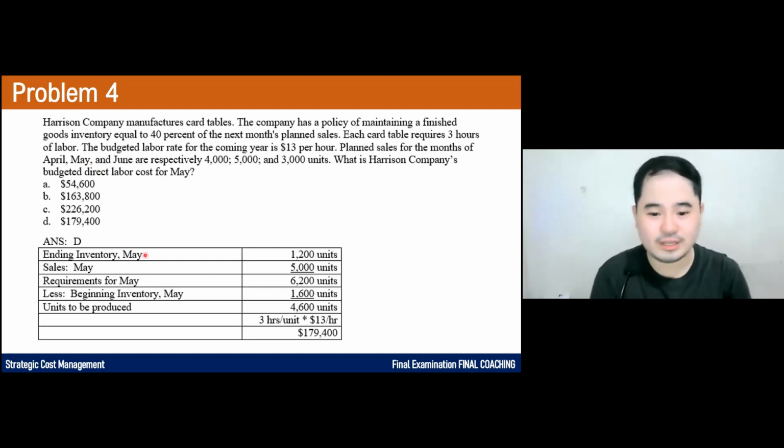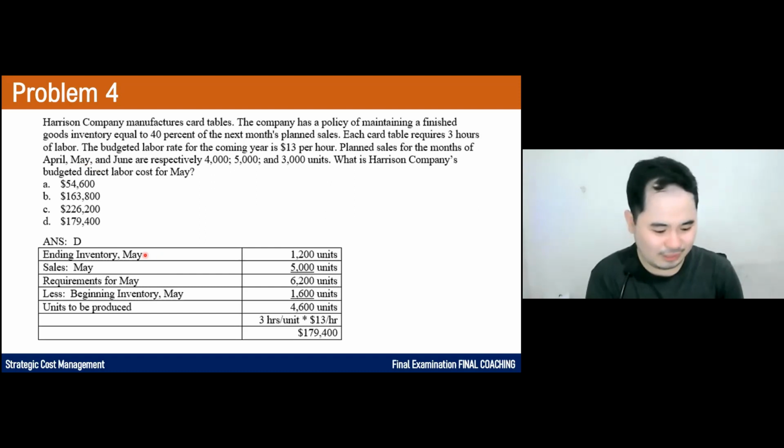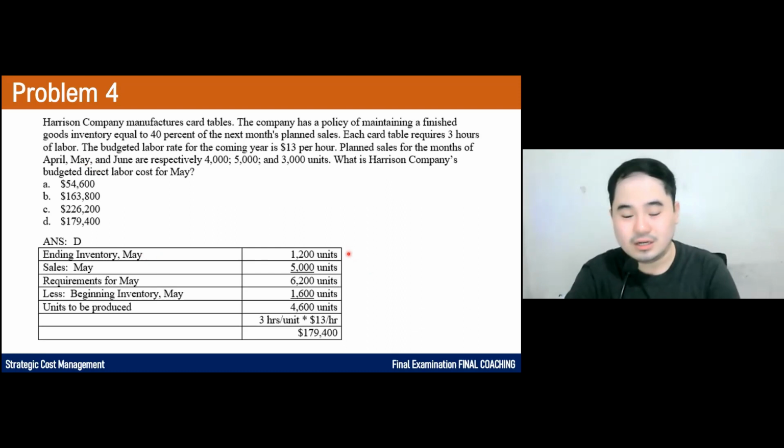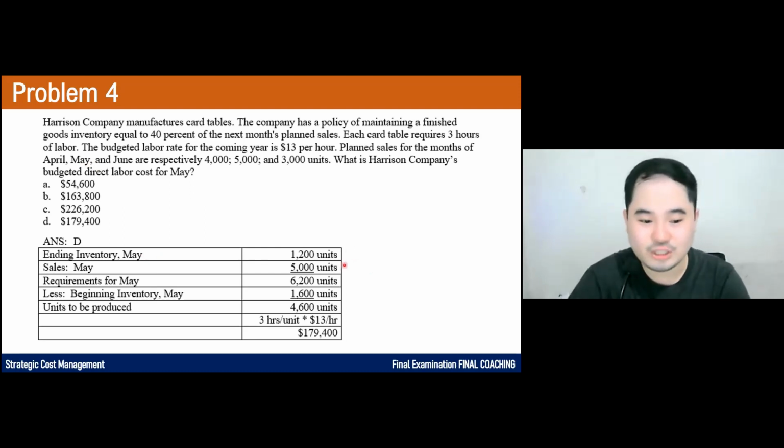For June, I just have to check. Okay. So 3,000 multiplied by 40%, that's 1,200. So it's here 1,200, and then you add your sales requirement, which is 5,000. So all in all, dapat po ang ma-produce 6,200 units.